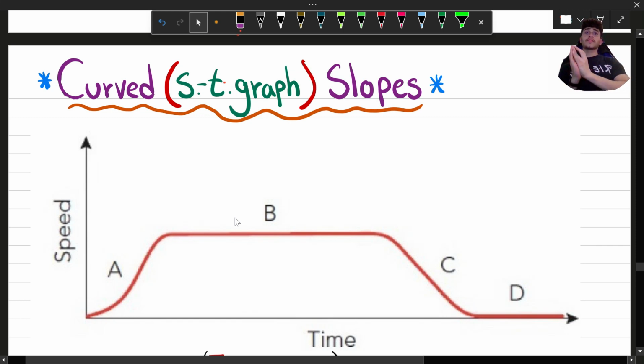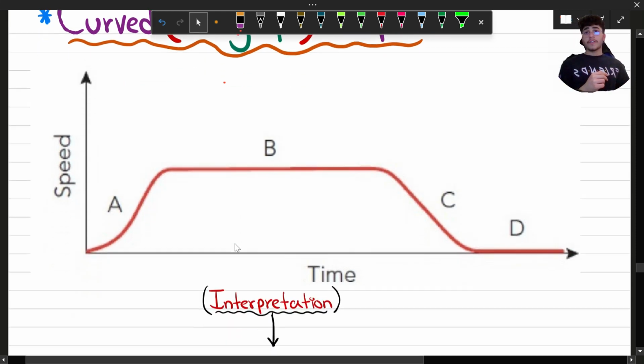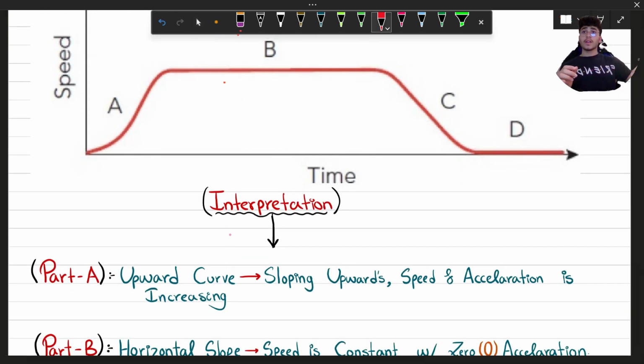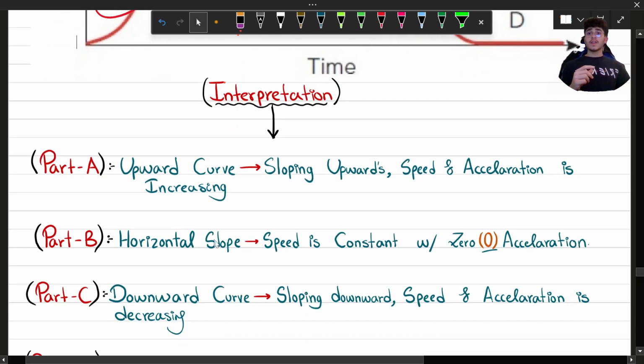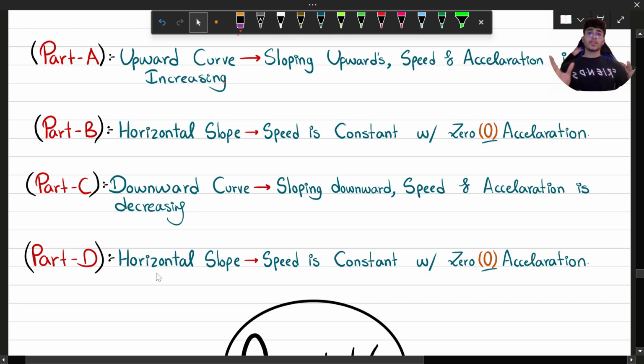Now, what if these speed-time graph slopes are curved? If it's curved, during part A, which is an upward curve, the slope is upward, so the speed and acceleration is increasing. B is the horizontal slope. This means the speed is constant because the slope is 0, and if the slope is 0, the acceleration is also 0. C is the opposite of A. During C, it's a downward curve, it's sloping downwards, so the speed and acceleration is decreasing. And D is horizontal, there's 0 acceleration and constant speed.